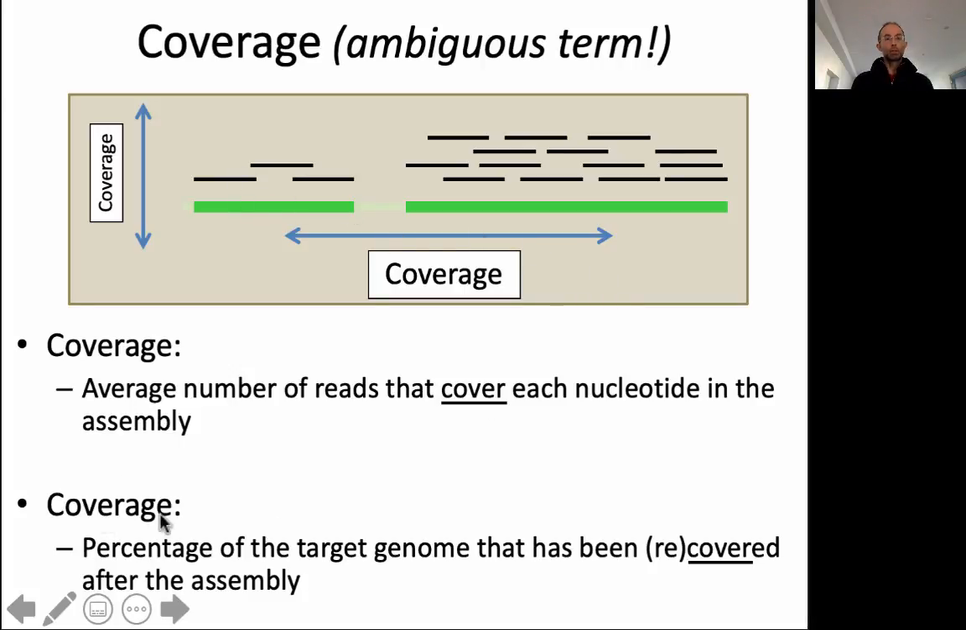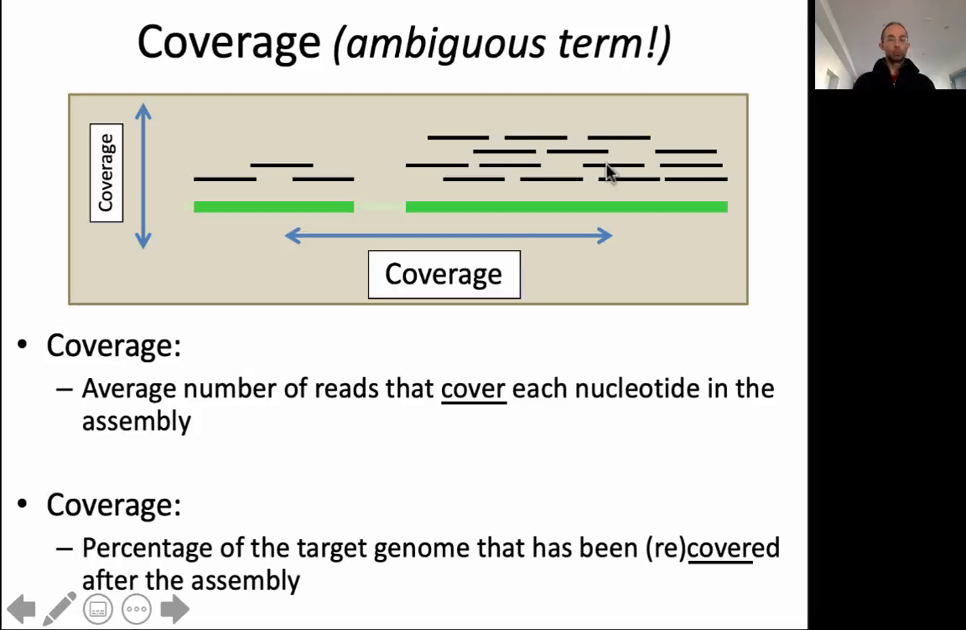And another way coverage has also been used is the percentage of the target genome that has actually been recovered after sequence assembly. So this is basically in the horizontal direction, how much of this reference genome has been assembled. For example, here there's a piece that's not been assembled. So for this target genome, I guess about 90% of it or something would be recovered. So this would be a horizontal coverage of 90%. The vertical coverage in this region would be lower than in this region.